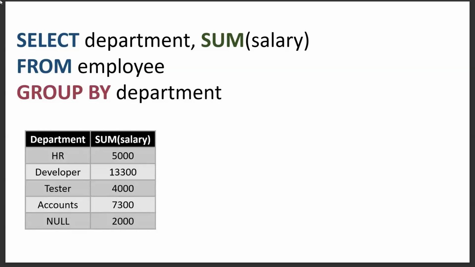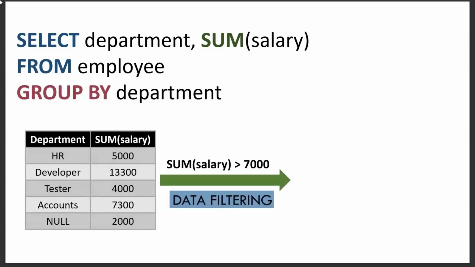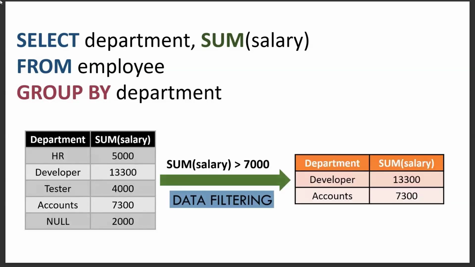Now, this is the result we got from group by, correct? Now the requirement is I want to show the department sum, but only where the sum of salary is above 7,000. Above 7,000 means here only developer and accounts will come into the picture, correct? Only developer and accounts, right? Because they are above 7,000.